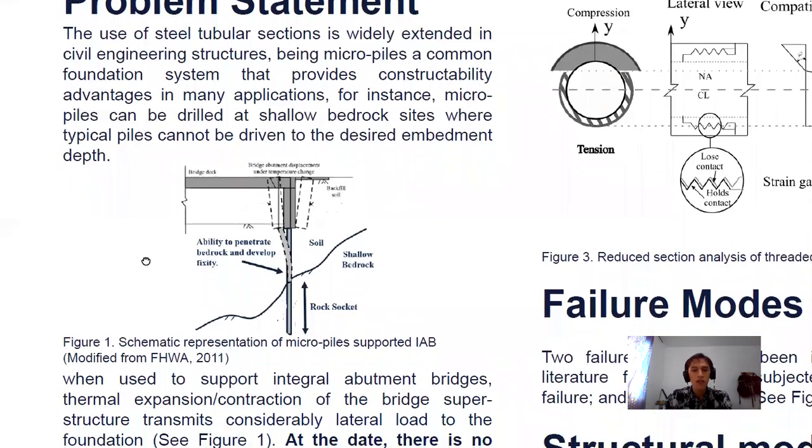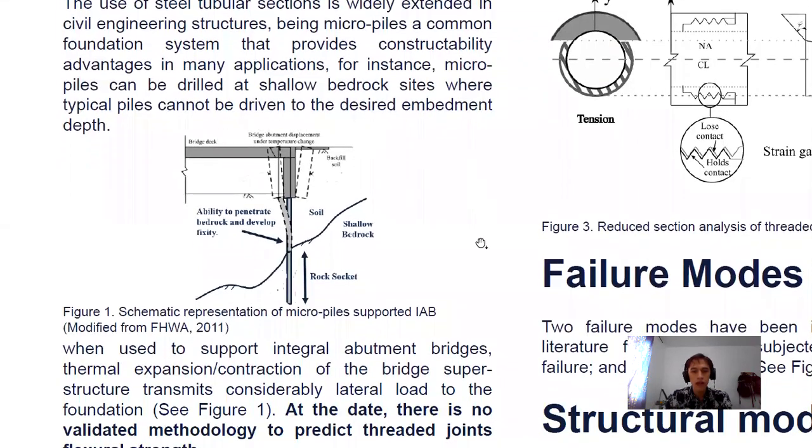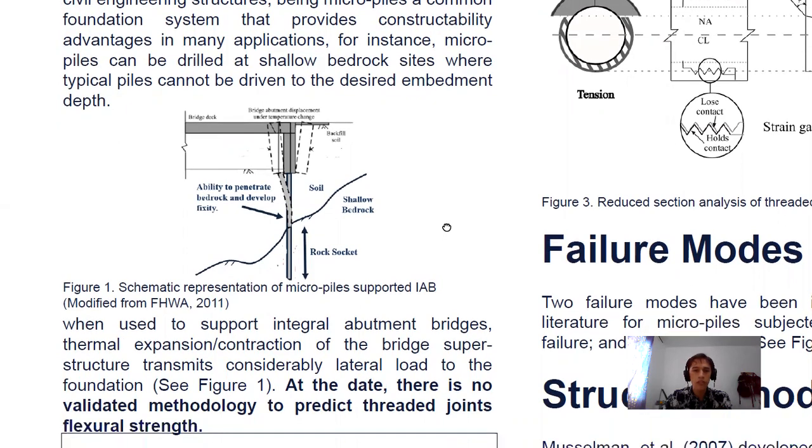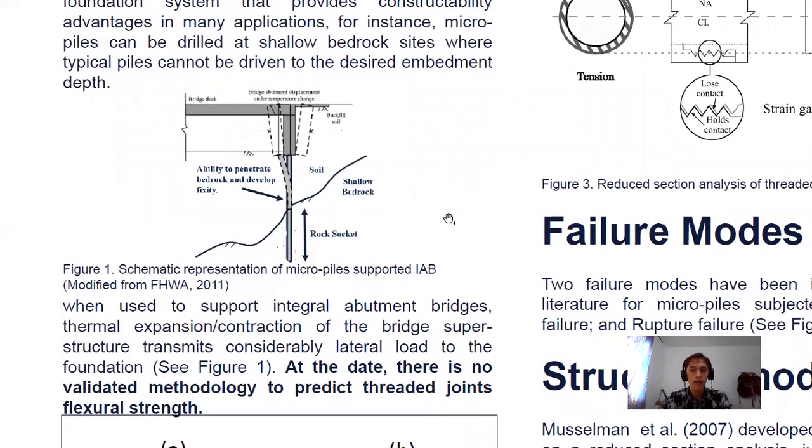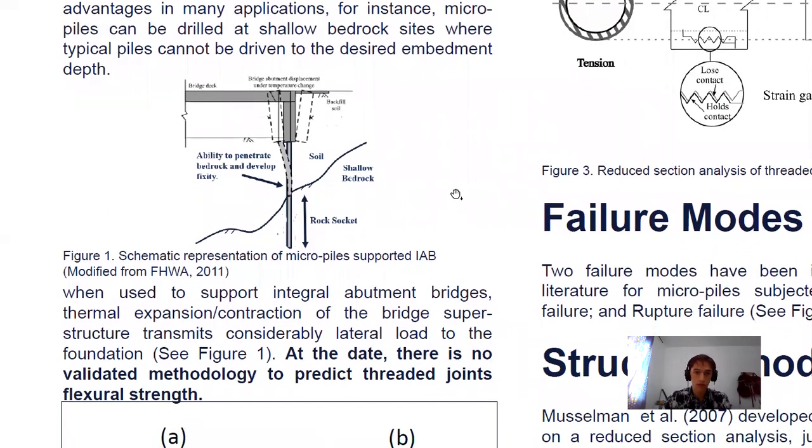desired depth. But due to the inherent nature of integral abutment bridges, all the thermal and shrinkage deformations undergone by the superstructure are transmitted to the foundation, and thus the micropile must be designed to hold axial but also lateral loading. And it happens that the thread connections of these micropiles represent a source of structural weakness, being possible that they present early failure and thus lose all their lateral loading capacity.